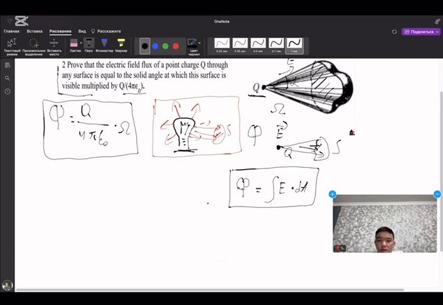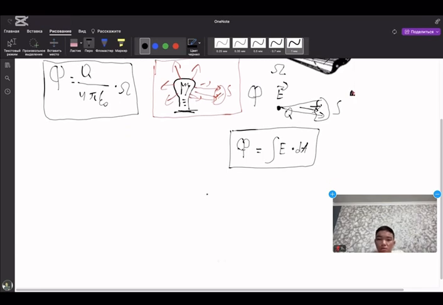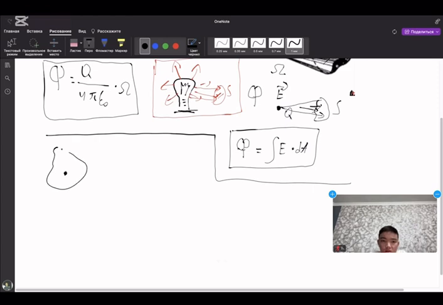And the second, I want to talk about Gauss' law. Now let's talk about an important rule, Gauss' law. It tells us that if you place a charge inside of a surface, the total electric flux is equal to the charge over epsilon 0.